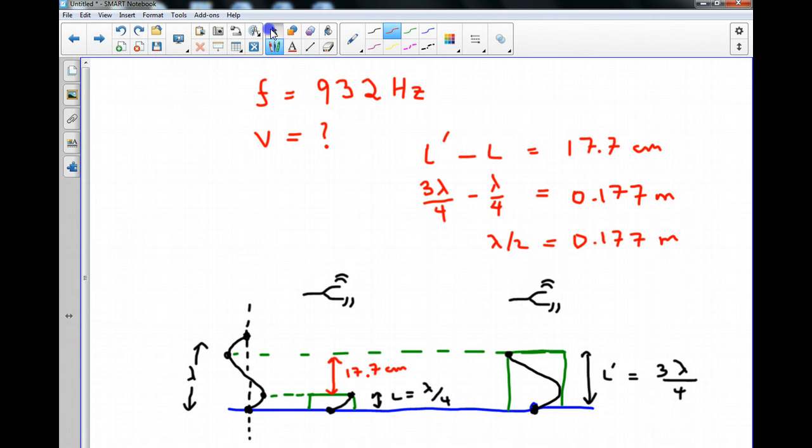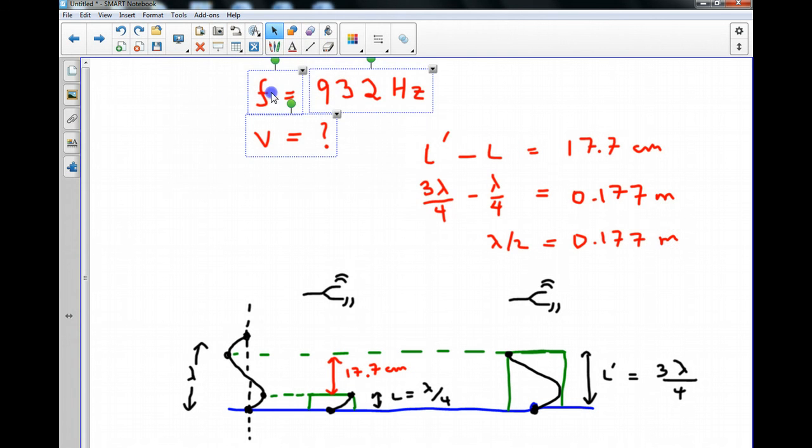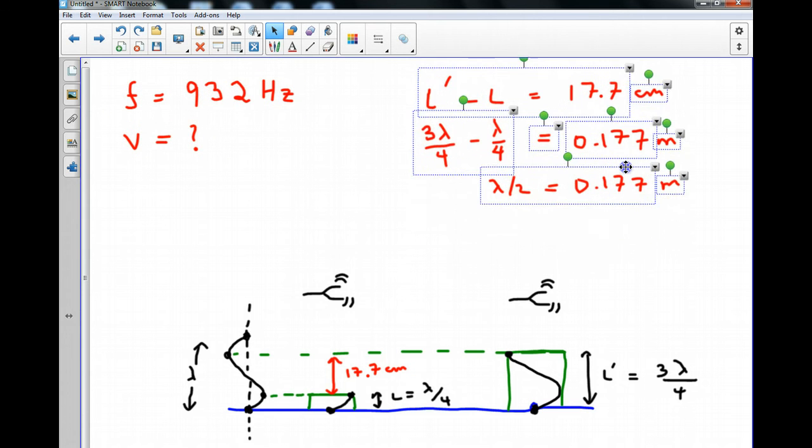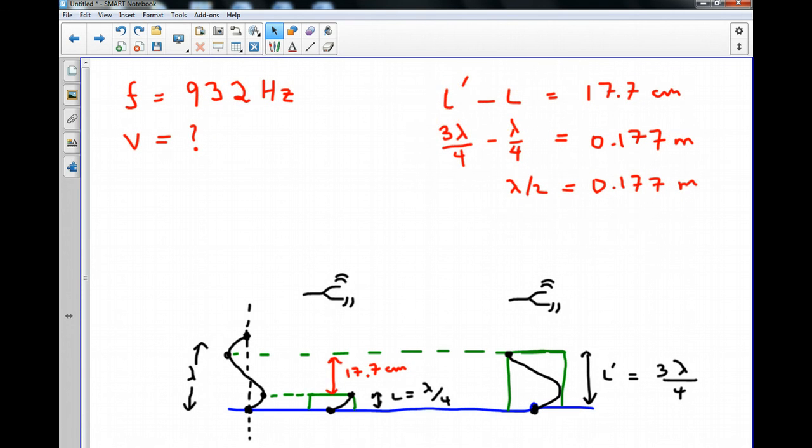And let me move some things around since I'm running out of room here. This must be the greatest feature of Smartboard. You can just move your text like that to make more space. So lambda, if you multiply left and right by 2, you get 0.354 meters. Good.